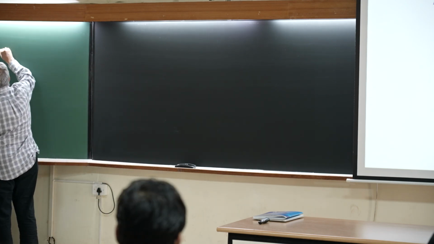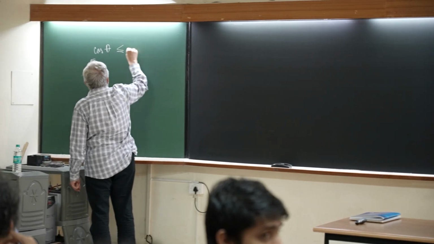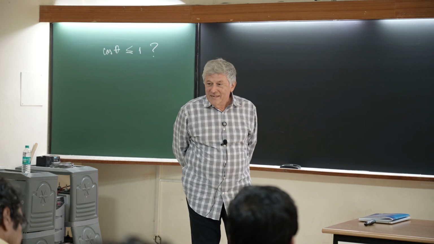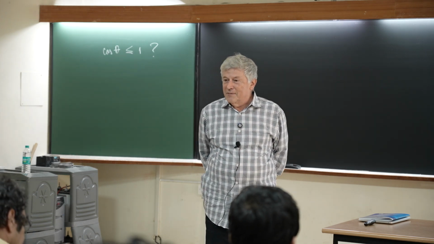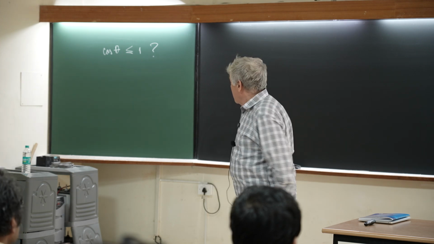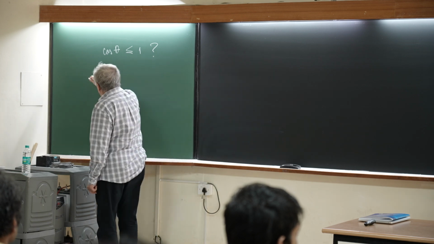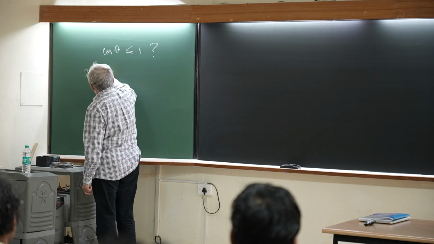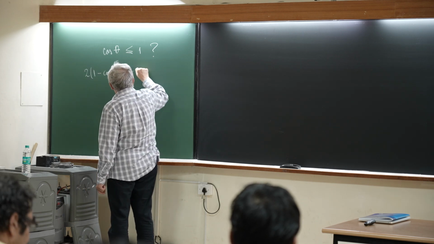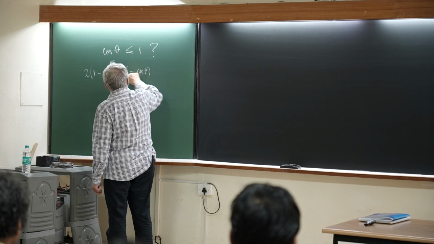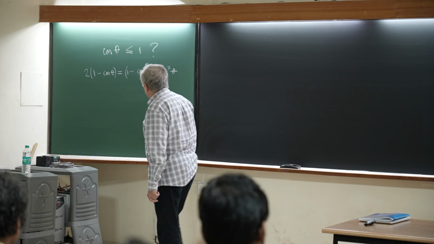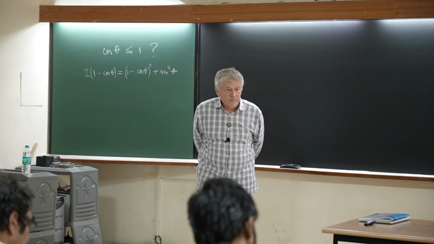Why is cosine of theta less than 1? Everyone has an opinion about it. There is a geometric proof, but I prefer the following one. 2 times 1 minus cosine theta is 1 minus cosine theta squared plus sine theta squared. You see it immediately.